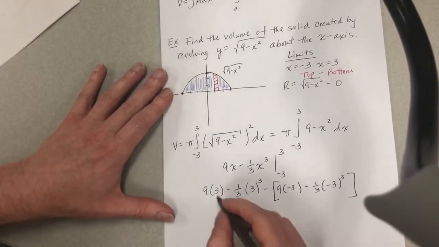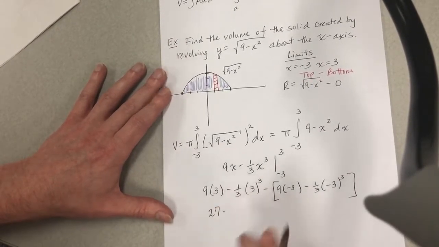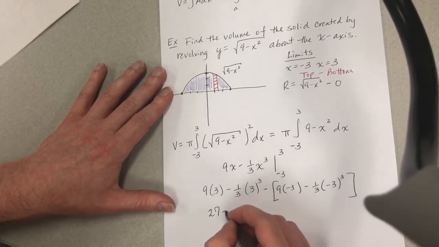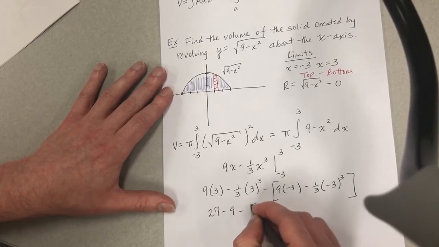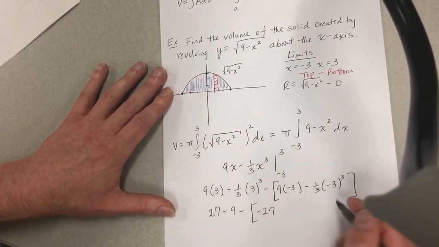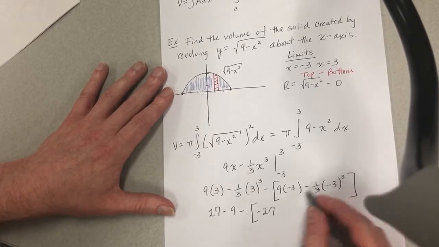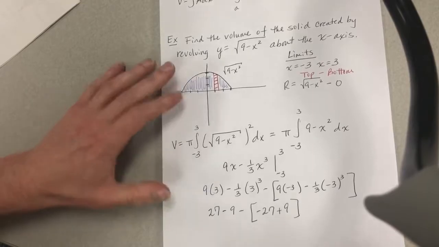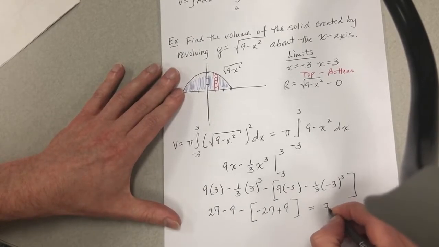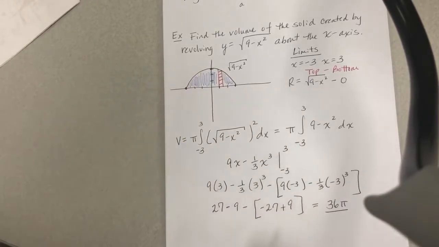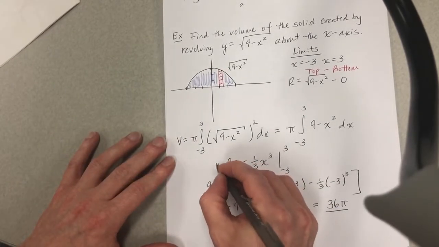Okay, 9 times 3 is 27. 3 cubed is 27, divided by 3 is 9. Okay, 9 times negative 3 is a negative 27. And this is going to be plus 9. Okay, so our answer should come out to be 36 pi. Don't forget about the pi on the outside of the integral. Okay, so we can write that in there if we want to.